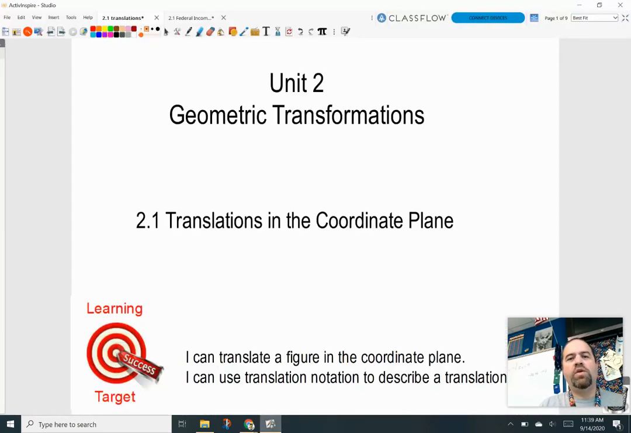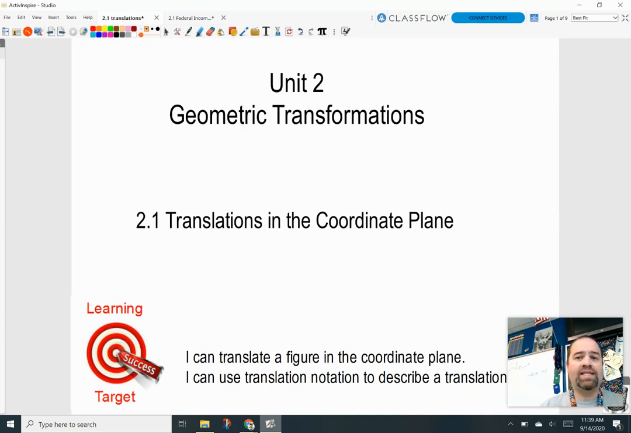So today we're going to be starting Unit 2. Unit 2 is all about how figures move in the coordinate plane. The whole big umbrella topic is called transformations, and we're going to break this down into three smaller transformations: translations, reflections, and rotations. The last one, rotations, might be kind of hard for us to pull off in this remote setting.